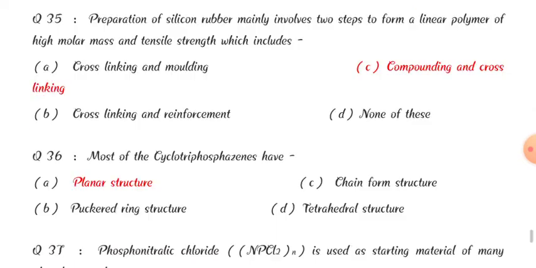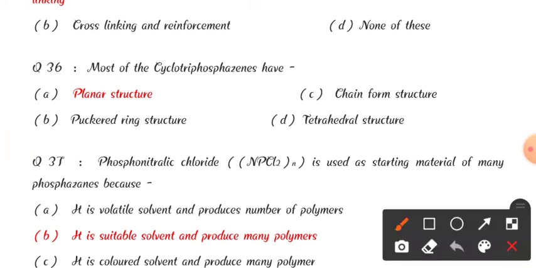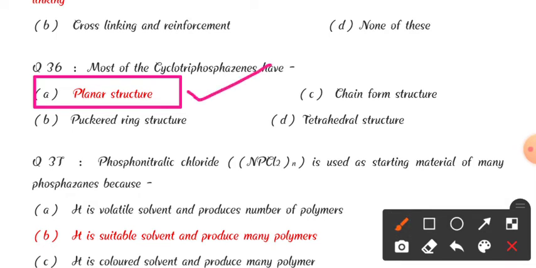Now question number 36: most of the cyclotriphosphazenes have, option E is the correct answer, planar structures. Okay, so it is not carbohydrates, it is cyclotriphosphazenes. Most of the cyclotriphosphazenes have planar structures. This was my mistake.